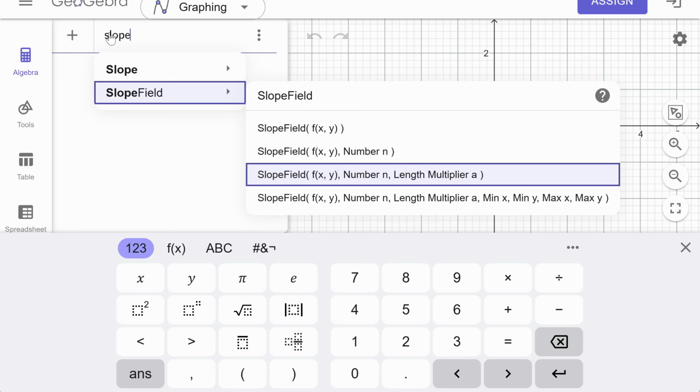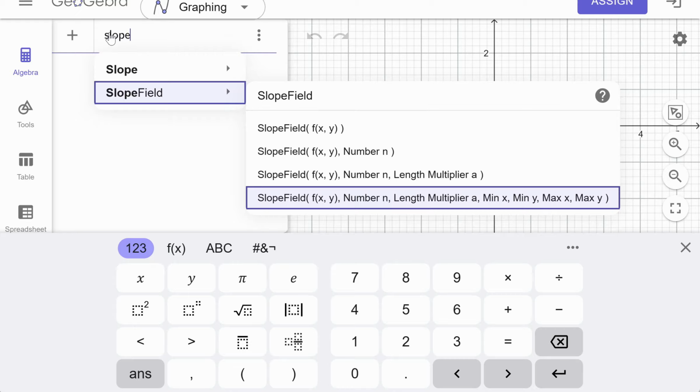It has a number of different things where you can draw a slope field. I'm going to use this one here because it lets me put in a minimum and a maximum. If you didn't put that, it would just cover the whole grid with it, which you could do if you just put some of the other ones there. If you just do slope field x, f of x, y, it'll just cover the whole grid with it, but I'm going to use this one.